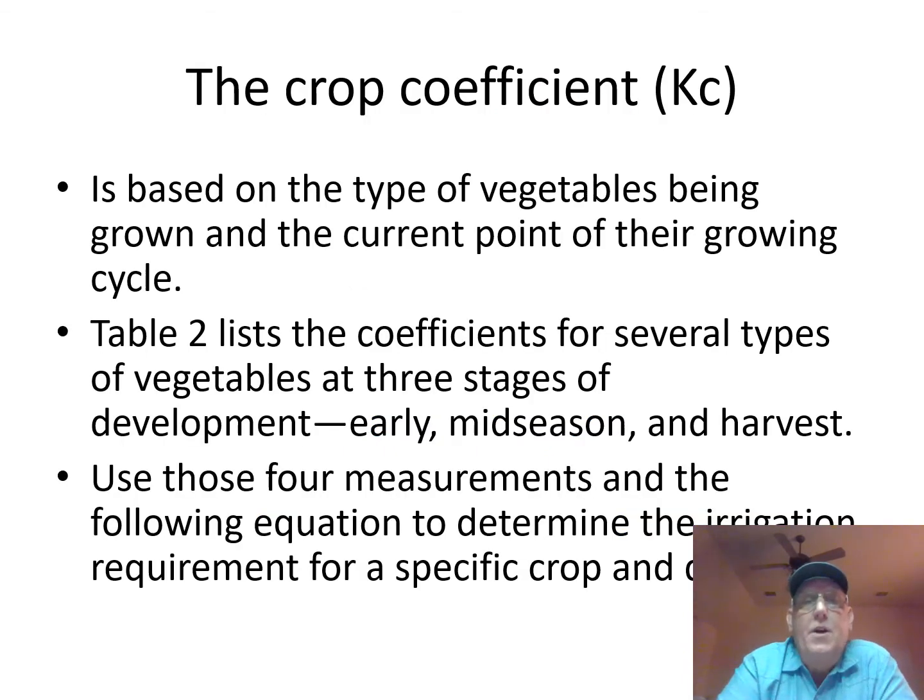Okay, so the first thing we want to talk about is crop coefficient, and KC is the abbreviation. What this is, is based on the type of vegetables being grown and the current point of their growing cycle. As I have in the next table, it lists the coefficients for several types of vegetables at 3 stages of development: early, mid-season, and harvest. So we use those 4 measurements and the following equation to determine the irrigation requirement for a specific crop and date.